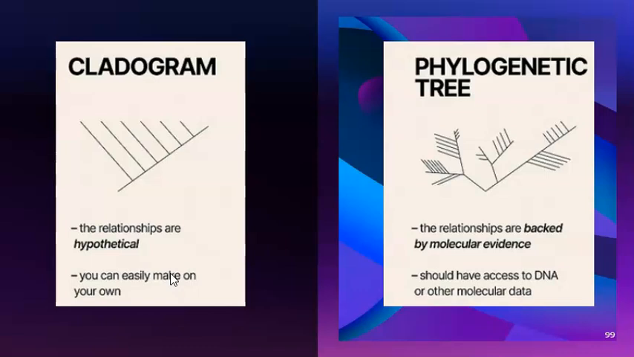So these relationships are backed by molecular evidence that has been studied, and they should have access to DNA or other molecular data. So that's how they're tracing them.